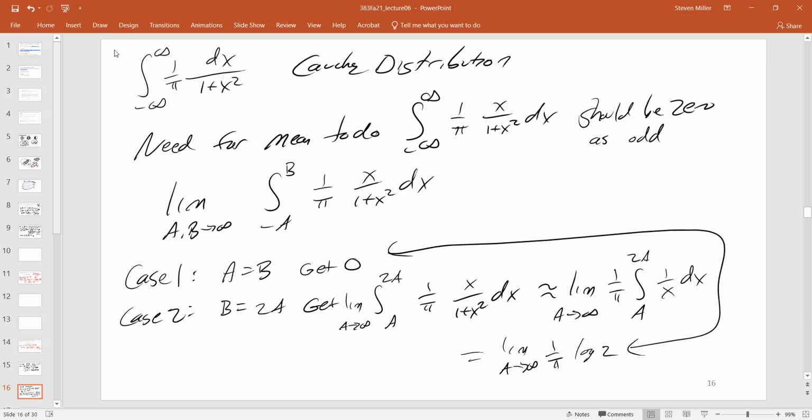And these are not the same. So unfortunately, this function is not integrable. It matters how you go to infinity. So even though it seems like it has mean 0, yes?